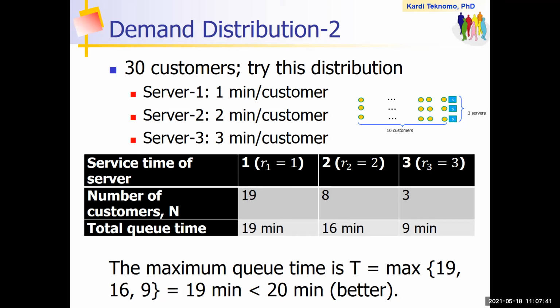My question to you: we have 30 customers. This is server 1, 2, 3, and the service time is 1 minute, 2 minutes, 3 minutes per customer. Can you distribute the number of customers per server so that this is optimum? I get 19 here, it's better than 20. Can we improve this or not?